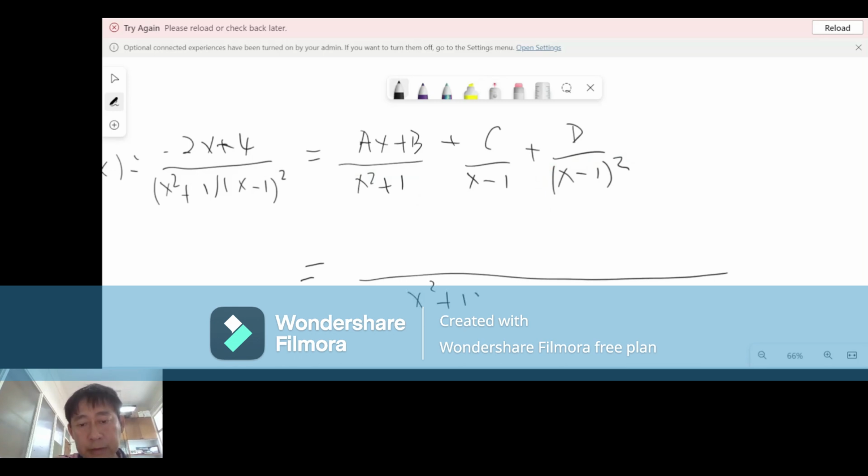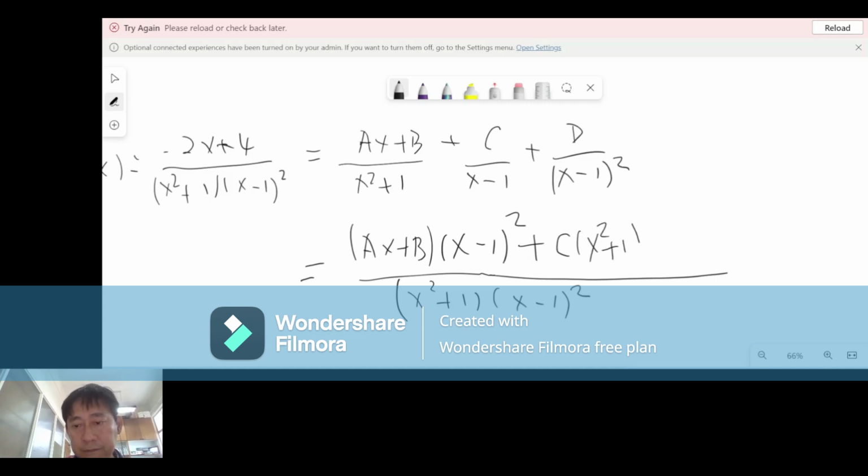Namely x squared plus 1 and x minus 1 squared, which is the repeated linear factor. The linear factor ax plus b has to be then multiplied with x minus 1 squared. The constant c has to be multiplied with the irreducible quadratic factor and a linear factor of x minus 1. The constant d has to multiply with the irreducible quadratic factor.